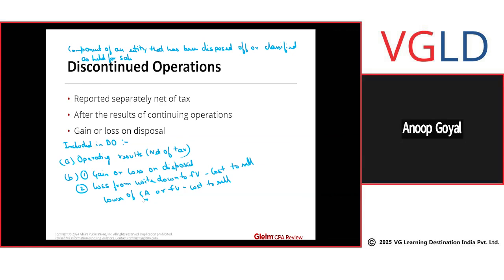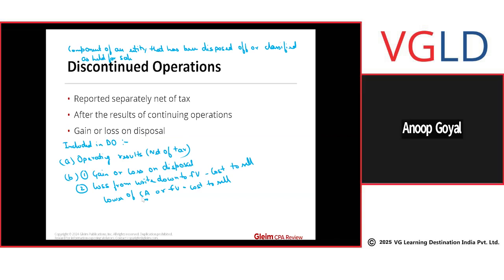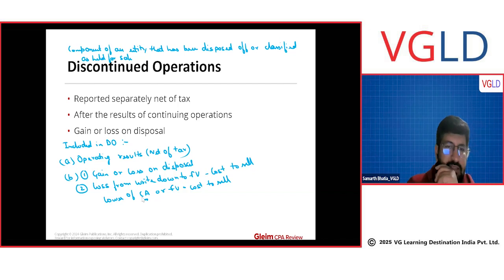And how will this fair value be determined? In the exam, it will be given to you, so don't worry. Mainly for companies, fair value is the same as market value. Whatever the market value of the asset is, that will be its fair value. Now I'll take one or two questions regarding discontinued operations.